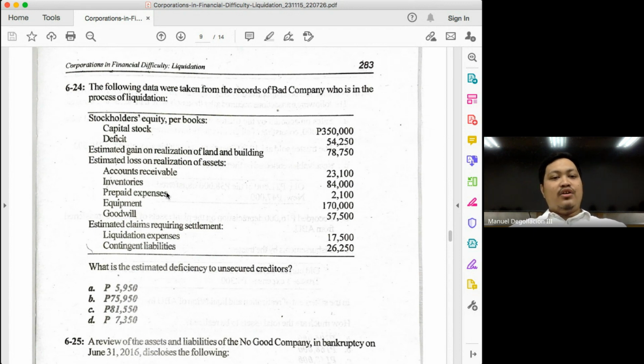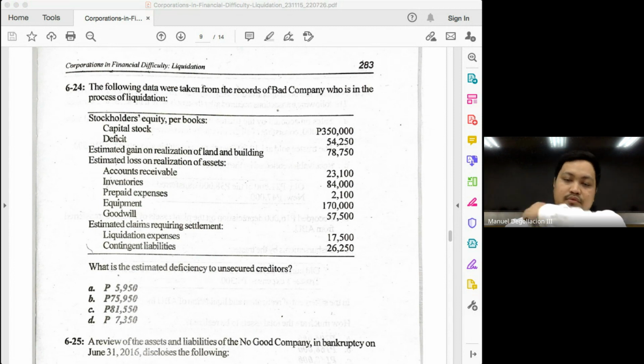Next, you have estimated losses on various assets from the realization of various assets. What do losses do to your retained earnings balance or to your equity? It will decrease. So you're going to deduct this amount from your retained earnings. So negative 54,250 plus 78,750 minus all these losses from the realization of your assets.